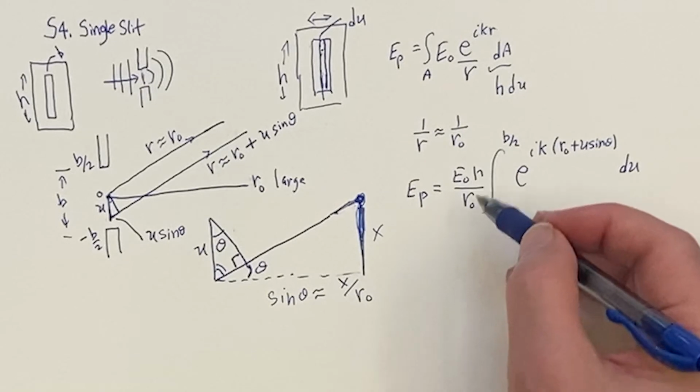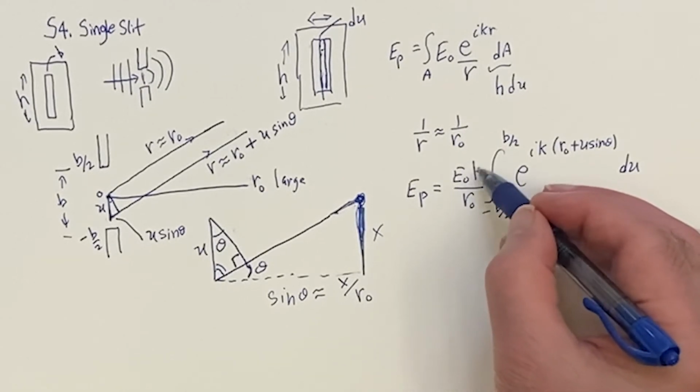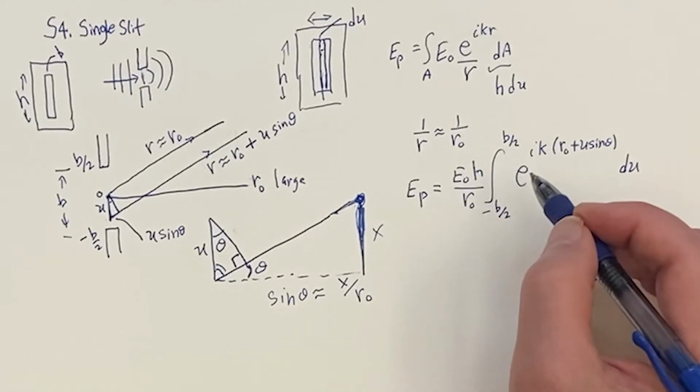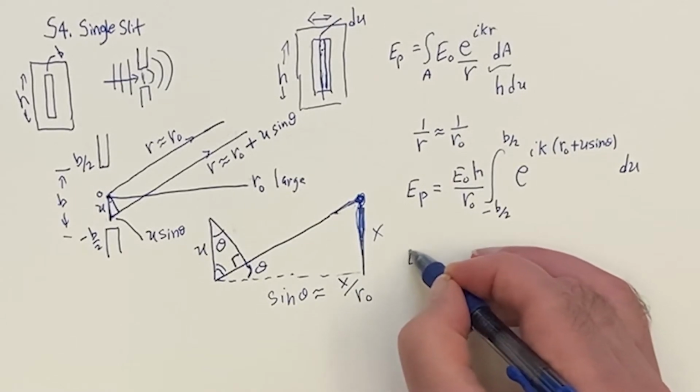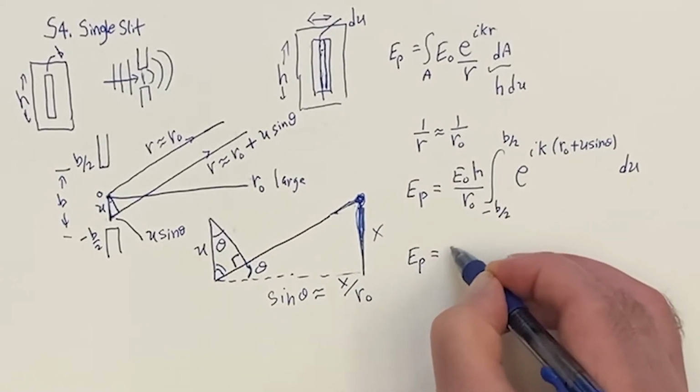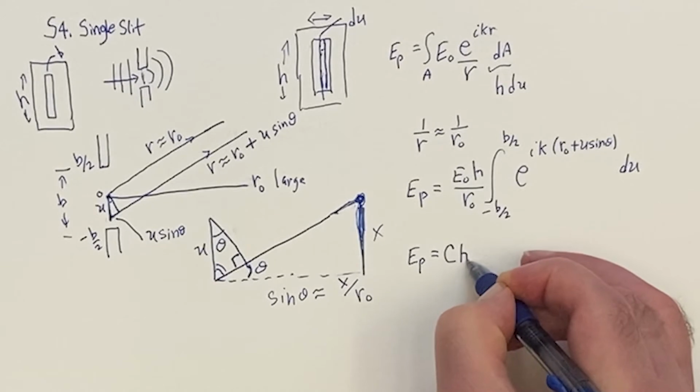Let's go ahead and call the E naught over R naught capital C, so we don't have to write down so much. I'm going to keep the H there though.